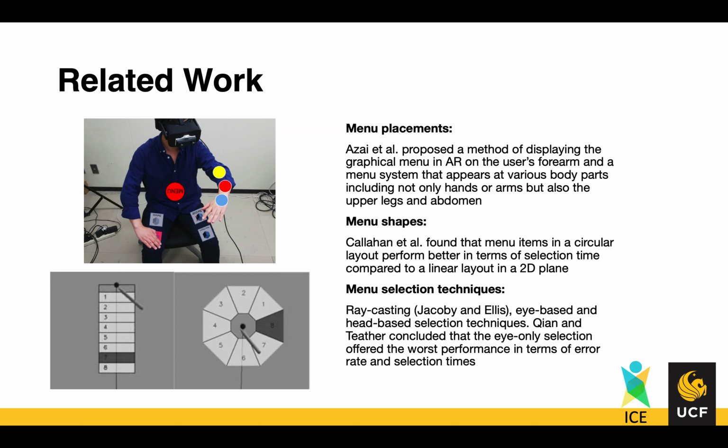Graphical menus in virtual environments can be classified based on various criteria, such as menu techniques, placement, shapes, and selections. For the menu placements, for example, Azai et al. proposed a method of displaying the graphical menu in AR on the user's forearm and a menu system that appears at various body parts. For the menu shapes, Callahan et al. found that menu items in a circular layout perform better in terms of selection time compared to a linear layout in a 2D plane. There are also many selection techniques that have been researched, such as raycasting, eye-based, and head-based selection techniques.